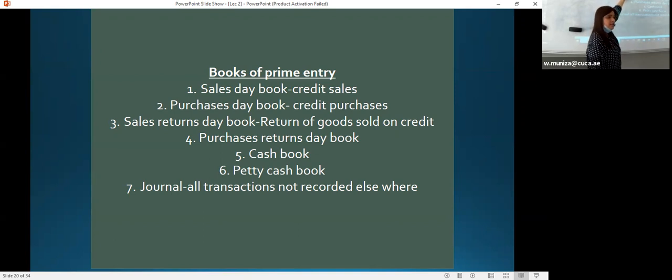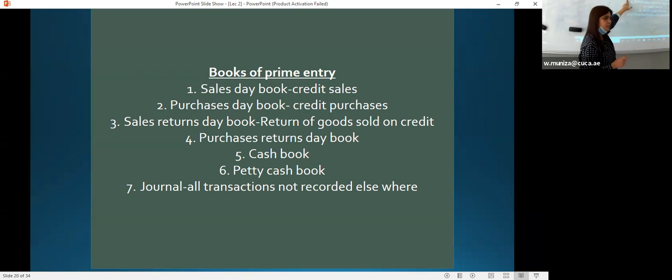Students, sales day book is to record credit sales. Cash sales are not recorded in sales day book. Purchases day book is for credit purchases. Whatever we are purchasing, we are promising the supplier that we are going to pay you in the future. Only those transactions are going to be recorded in the purchases day book.